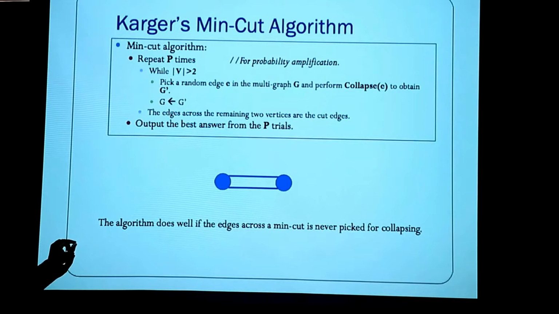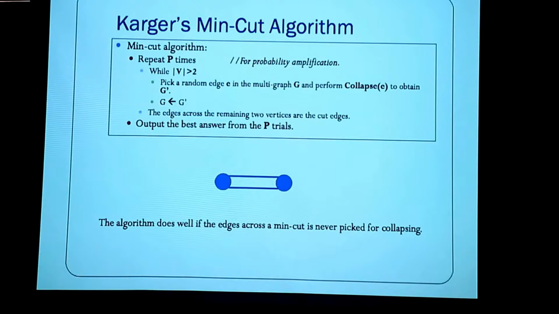Now here's the statement I want to claim: the algorithm does well if the edges across a min cut are never picked for collapsing. Make sense? If during this collapse procedure none of the edges of the min cut are ever picked, then these edges survive. All the edges are going to survive, and eventually you are going to output this min cut. So the algorithm does really well if none of the edges of the min cut are picked during the collapse procedure, because at the end they are all going to survive, and that is going to be the min cut.